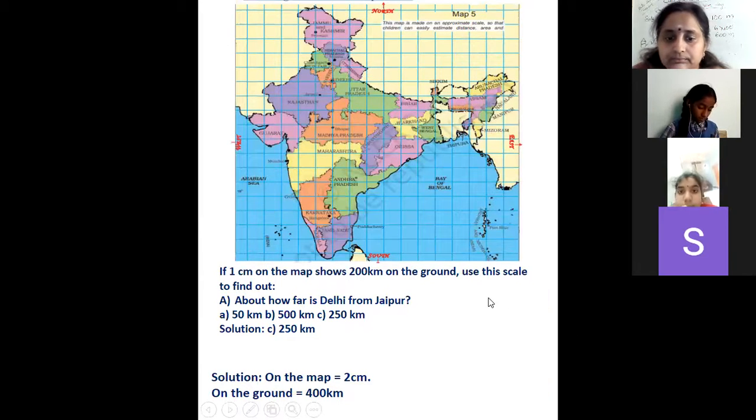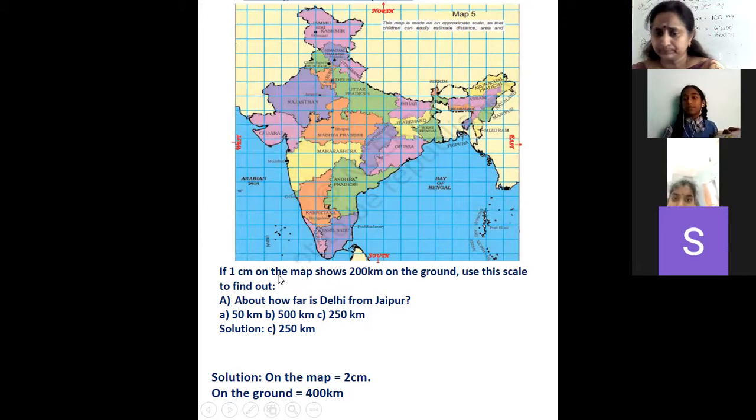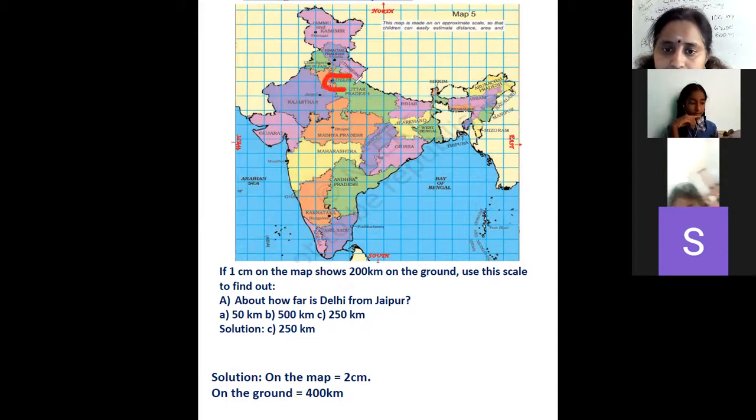Next. If 1 centimeter on the map shows 200 kilometers on ground, use this scale to find out about how far Delhi is from Jaipur. Where is Delhi? Here is Delhi. Where is Jaipur? Here is Jaipur. So here is Delhi and here is Jaipur.